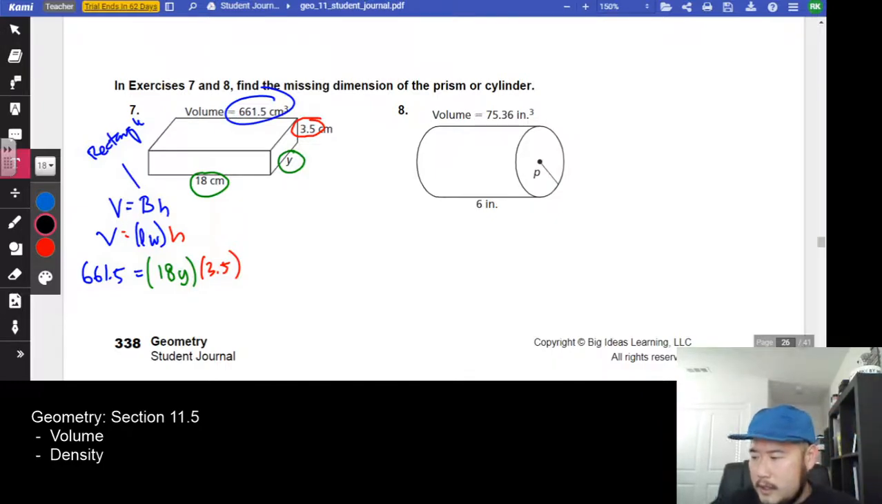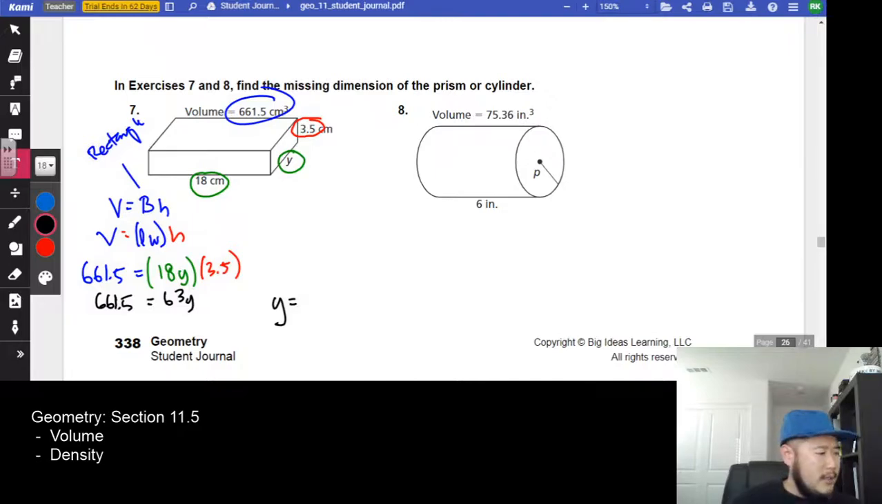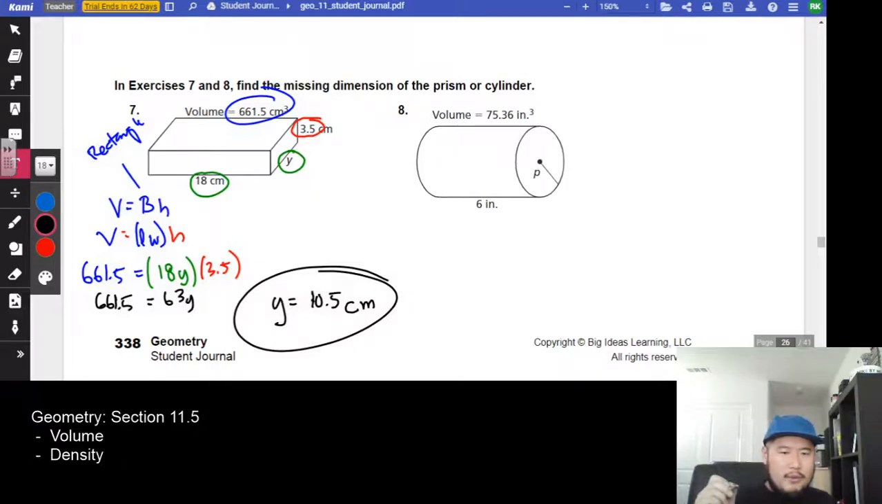All right, so let's see here. If I take 18 times 3.5, that gets me 63. So this will equal 63y is equal to 661.5. And then to get y by itself, hopefully you already are ahead of me, and you know that you need to divide both sides by 63. So let's take 661.5 divided by 63, and that gets me 10.5. So that missing dimension right here is 10.5 centimeters, because we're not talking about volume or area, it's an actual missing side length. All right, and there you go. That is the end of 11.5.